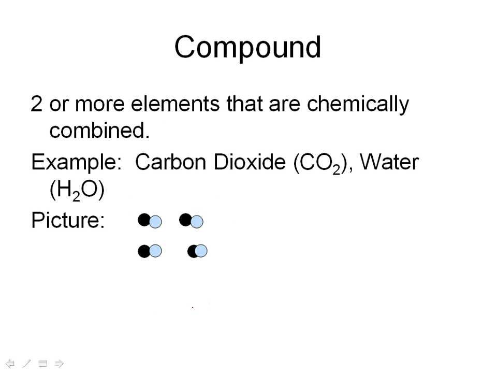On compounds, compounds are 2 or more elements that are chemically combined. When they're chemically combined, they don't come apart very easily. When you have water, H2O, like our example, it's not easy to separate the hydrogen from the oxygen. Same thing with carbon dioxide. If you'll notice these symbols, there are 2 capital letters, a capital C, a capital O, 2 elements, meaning it's a compound.